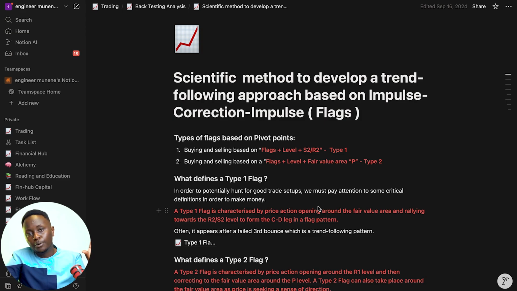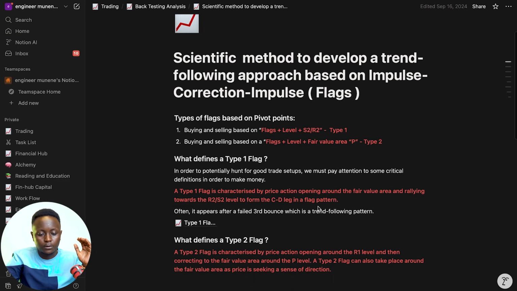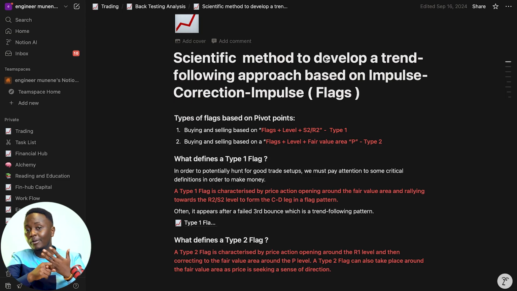So I will first define what a flag is. If you look at what I've written down here, I'm trying to use the scientific method. The scientific method is a method of research, and basically when you're doing research on something, there are three things you need to do. One is you come up with a hypothesis. For example, you might say my hypothesis is that every time I've observed an impulsive move followed by a correction in the form of a flag, we tend to have another impulsive leg following. That's a hypothesis. That's an idea.